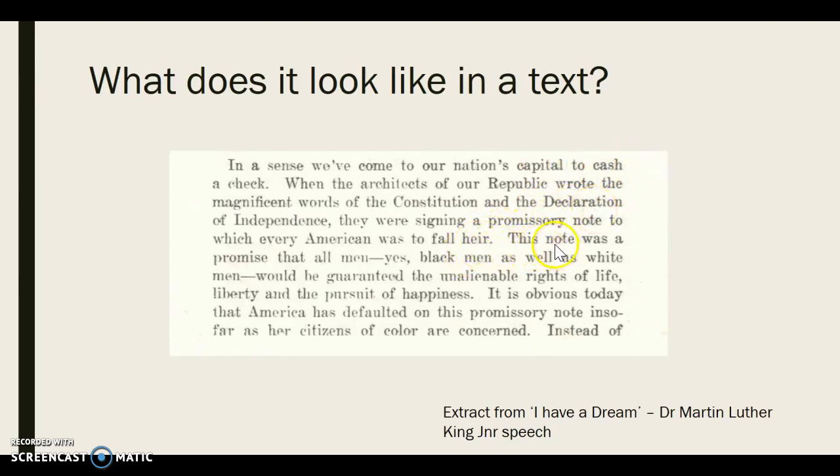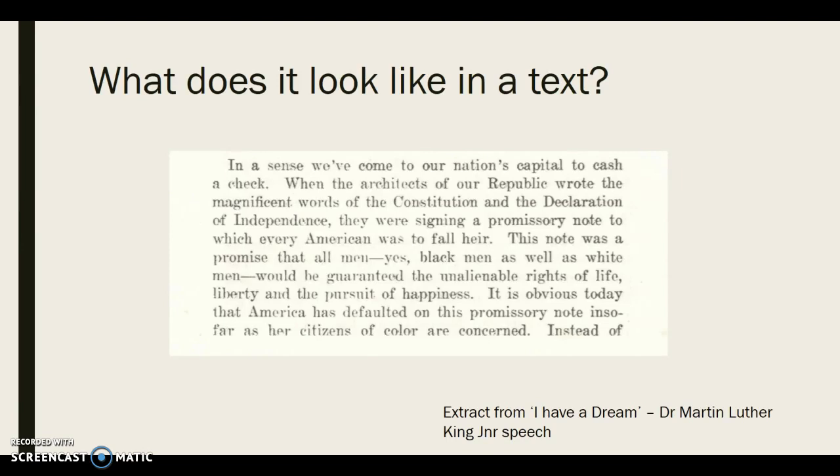This note was a promise. So again, this note, we're replicating that here, this repetition of the two words, again creating that lexical chain. This note was a promise that all, and promise is like promise, so again, part of the chain. This note was a promise that all men, yes, black men as well as white men, would be guaranteed. Guarantee is again a monetary term and part of that promise. So again, part of that lexical chain would be guaranteed the unalienable rights of life, liberty, and the pursuit of happiness.